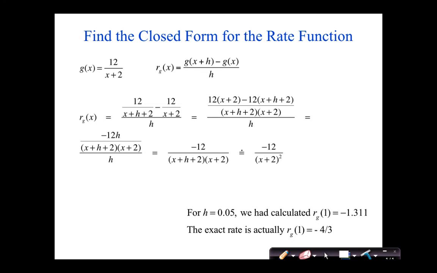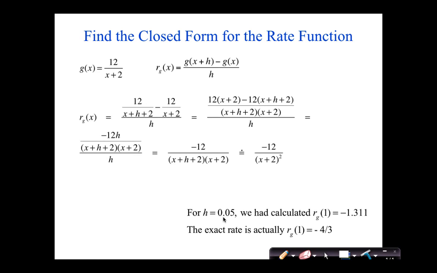So I've got 12 over x plus 2, whose rate of change function is negative 12 over x plus 2 squared. It still seems kind of related, which is good. Thinking about shapes, when we had h equals 0.05, not 0.005, this is the result that we got. If I use this formula with the rate at 1, I get negative 12 over 3 squared, which is negative 4/3, negative 1.3 repeating. So it's pretty close, right?